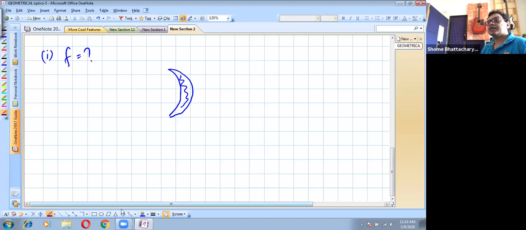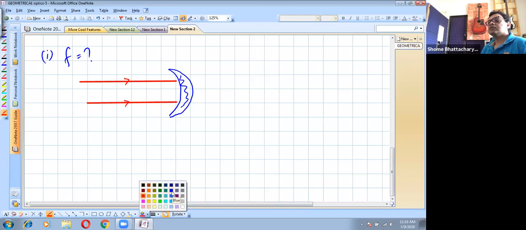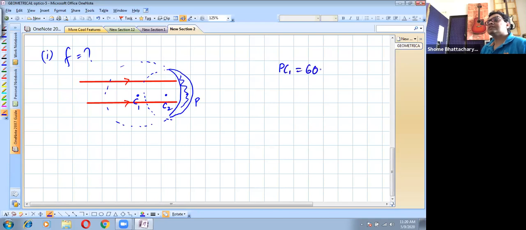If I consider light coming from this side, I consider this kind of situation, then my first surface, you can see here, if I extend the first surface, it's, let's say like this, and if I extend the second surface, it's like this. So the first center of curvature is here. The second center of curvature is here, compared to the pole. So PC1 is your larger radius, it is 60 centimeters. And PC2 is your smaller radius, so it is 45 centimeters.